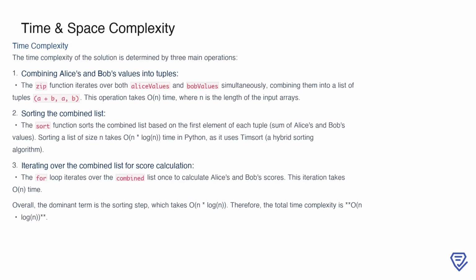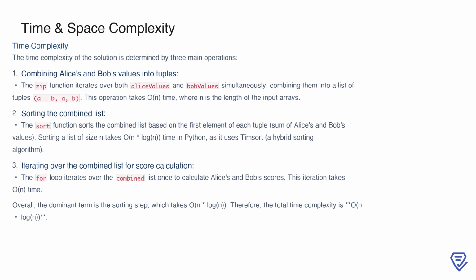The time complexity of this solution is determined by three main operations. First, we combine Alice's and Bob's values into tuples using the zip function. This operation iterates over both input arrays, Alice values and Bob values, simultaneously, creating a list of tuples in the format (a + b, a, b). Since we're iterating over arrays of length n, this step takes O(n) time.